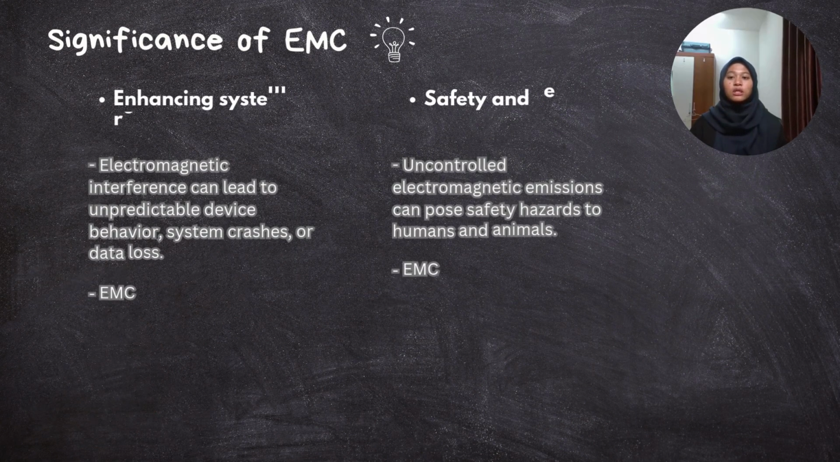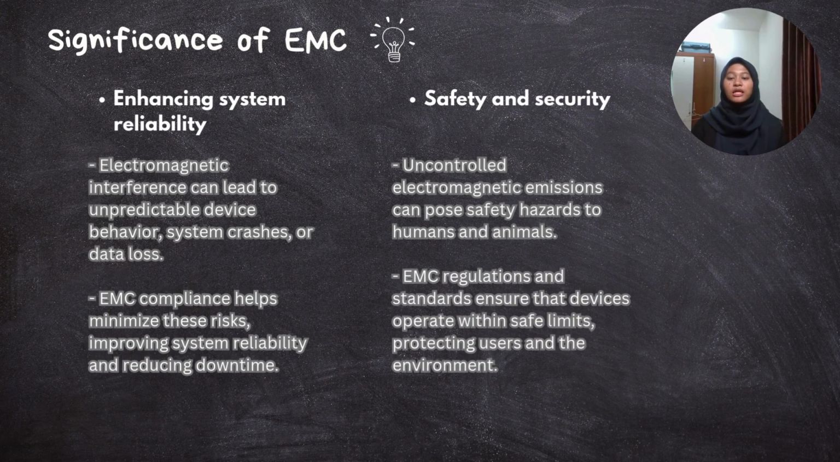The third one is enhancing system reliability. Electromagnetic interference can lead to unpredictable device behavior, system crashes, or data loss. So, electromagnetic compatibility compliance helps minimize this risk, improving system reliability and reducing downtime.